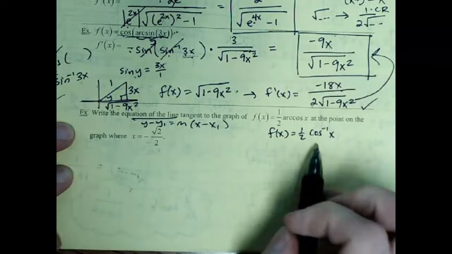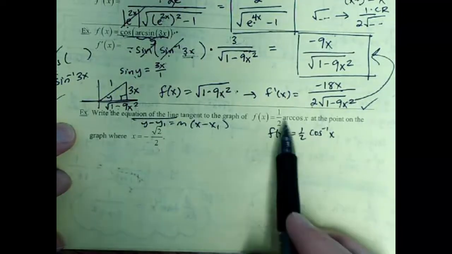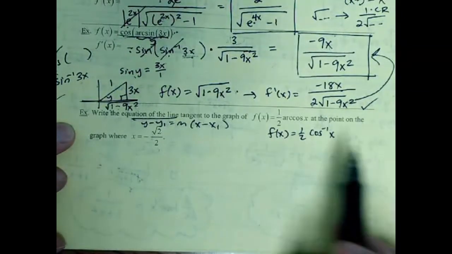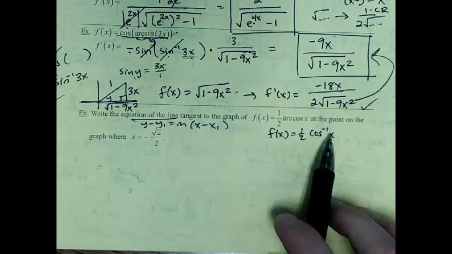I just like the inverse notation. It's really the only reason, I'm lazy, and writing the little -1 exponent is slightly faster than writing the arc. The arc is probably better notation. I just have always used the -1 instead. Okay, but here's the function.